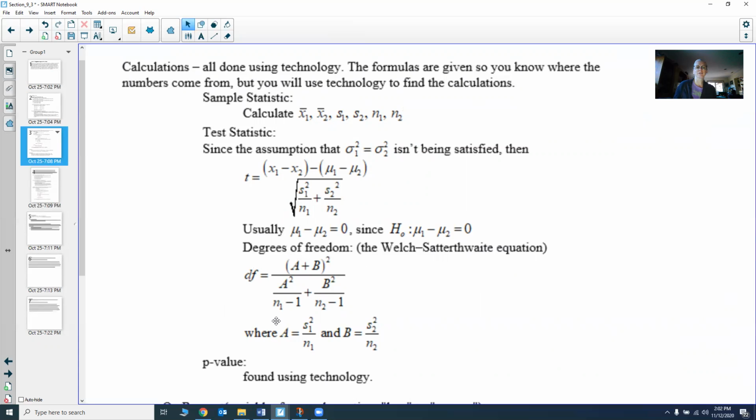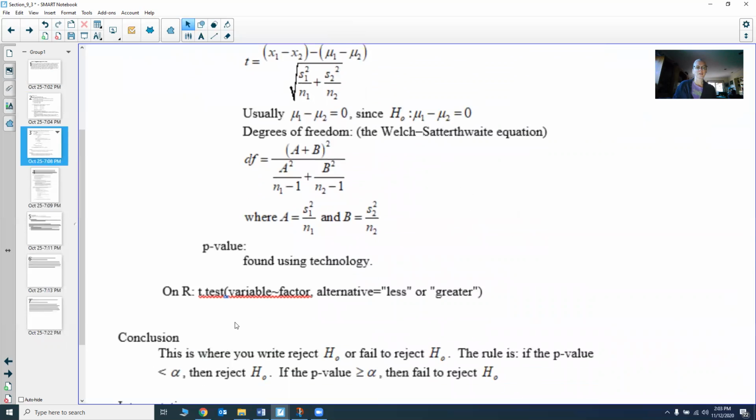If you actually have another assumption that the variances are equal, you have a different size of your degrees of freedom, but your formula is a lot different, a lot worse to work with. So this degrees of freedom formula is not very nice to work with, but again, we're gonna let technology do that for us. So on R, you're gonna actually put in your t-test.